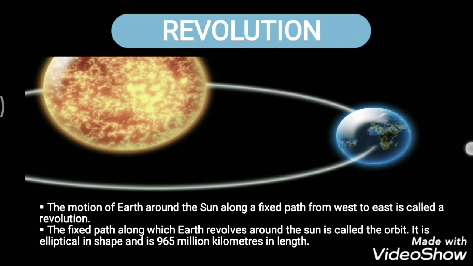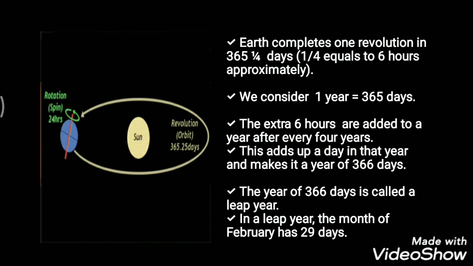Now, the Earth completes one revolution in 365 plus 1/4 days. Now, this 1/4 equals 6 hours approximately. Why approximately? Because it's around 5 hours 59 minutes and some seconds. Okay, so that's why approximately it's taken as 6 hours.